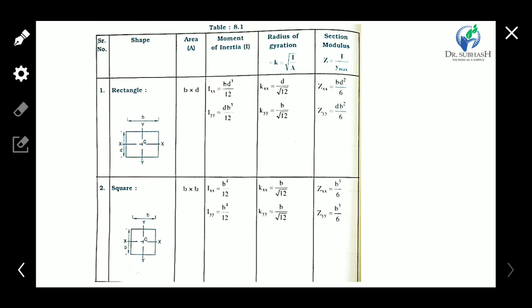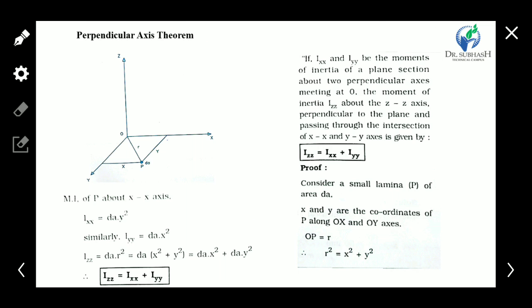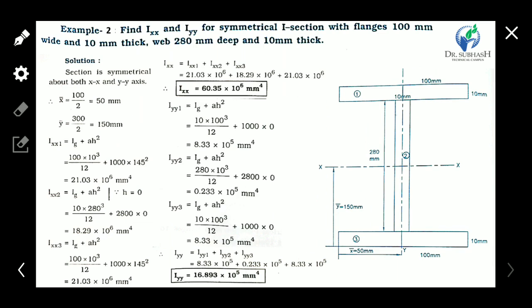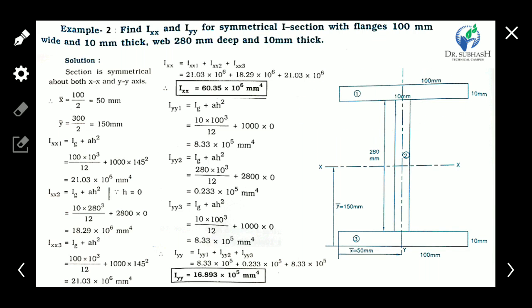All these things we already discussed in the last two lectures. T section examples we already discussed. Now see the I section example. We have to find the Ixx and Iyy for a symmetrical I section with flanges 100 mm wide and 10 mm thick, and a web 280 mm deep and 10 mm thick.